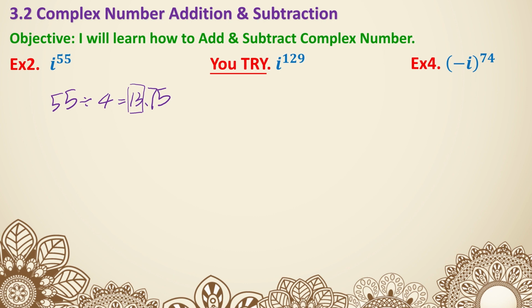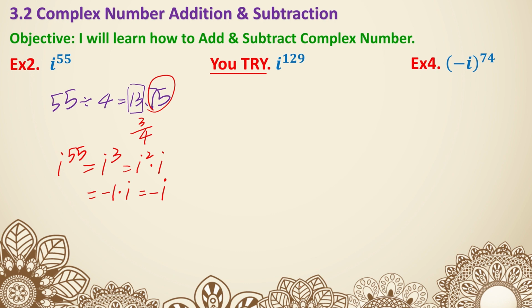But after that, the 0.75 is actually 3/4, which means i to the 55th power is going to be the same as i to the 3rd power. Which again, i to the 3rd power, you don't have to memorize them. You can just simplify as you go. So it's i squared times an extra i, which is -1 times an extra i, and that is -i.